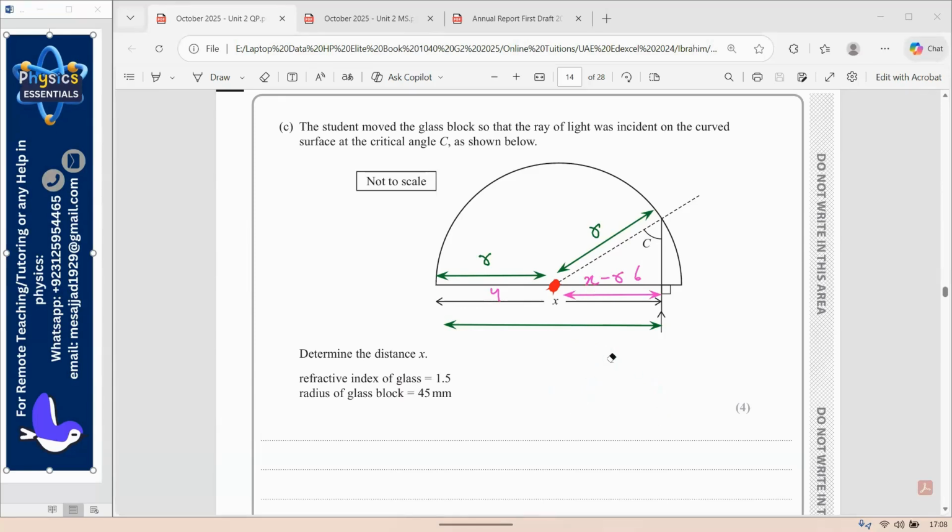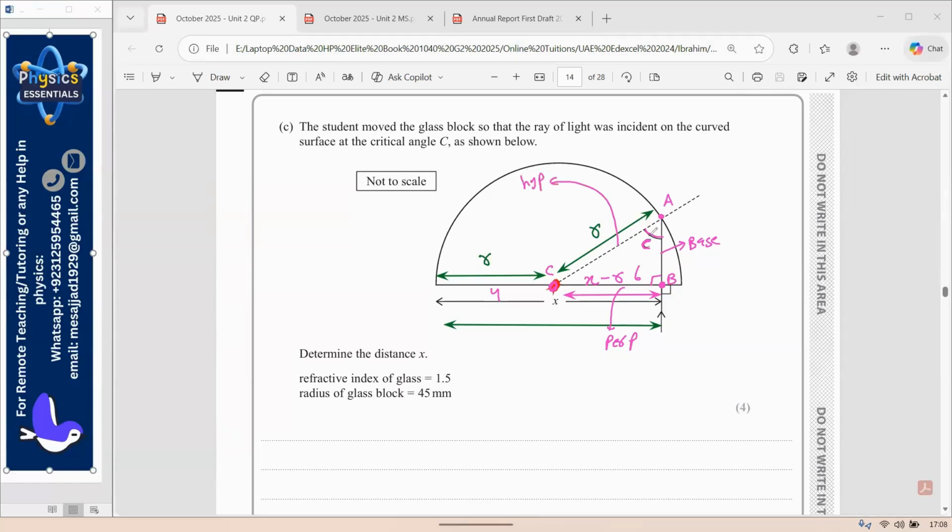Now you have everything, and if you get the critical angle through some means, this is your angle 90. I'm calling this triangle A, this point is B, and this point is C. So for triangle ABC, I can say that this side is my base, this side is my perpendicular, and this side is my hypotenuse, right?